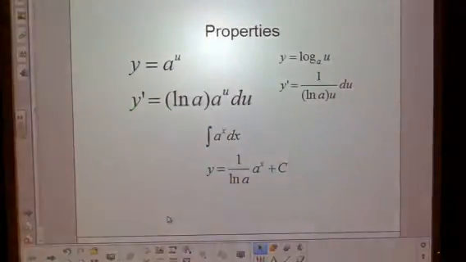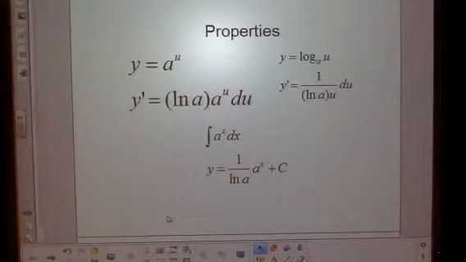106, a half e to the secant 2x plus c. 108, x squared minus x plus c. Holy cow. That was a fun assignment. So if you have questions over those, please come with them for next time.